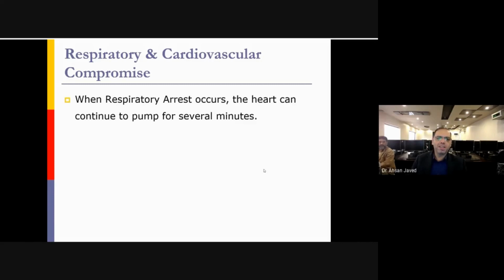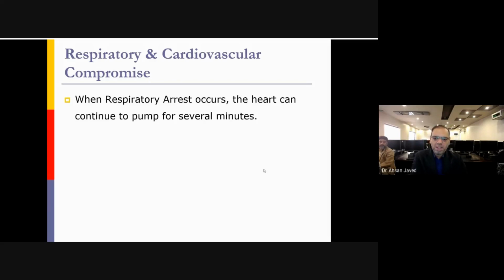So, respiratory and cardiovascular compromise. When respiratory arrest occurs, the heart can continue to pump for several minutes. This is very important to understand. If a person has some sort of injury or becomes unconscious, we have already understood that the tongue falls back and blocks the airway, and eventually it leads to respiratory arrest.